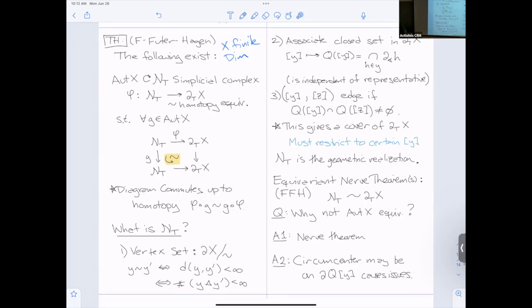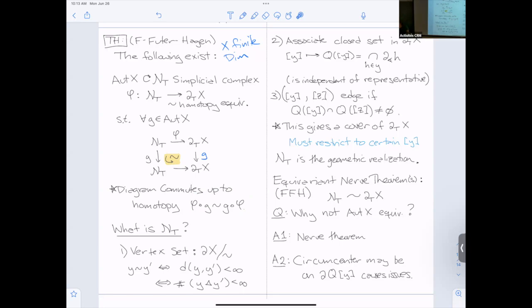These two actions almost commute, but they don't quite commute. So if I have the nerve, I can take the homotopy equivalence with the Tits boundary, or I can act via G. And we have not that the diagram commutes, but that they commute up to homotopy. Namely, those two maps are homotopic. So what is NT? I will give a brief description.